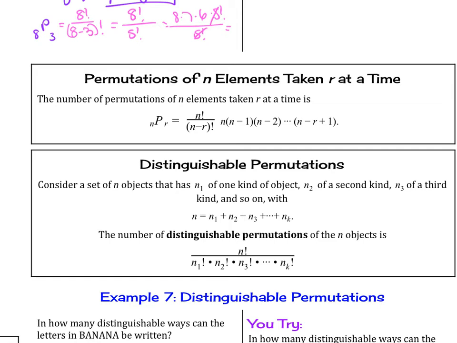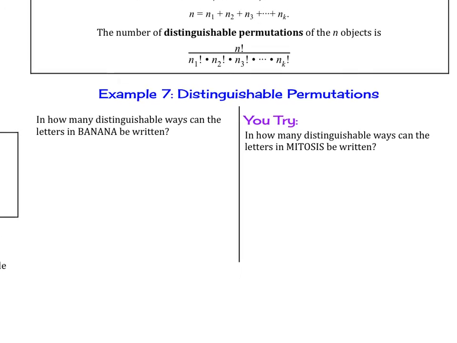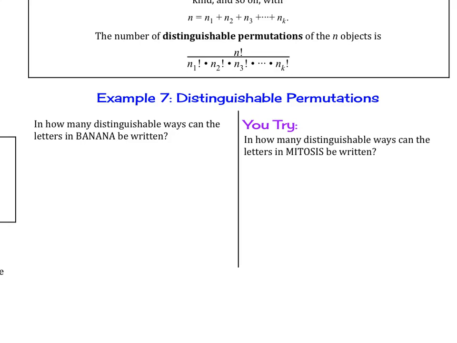Distinguishable permutations. Consider a set of n objects that has n1 of one kind of object, n2 of a second kind, n3 of a third kind, and so forth. The number of distinguishable permutations of n objects is n factorial over n1 factorial times n2 factorial times n3 factorial, all the way to n sub k factorial. So let's try that. What does that mean? Let's look at this example here.